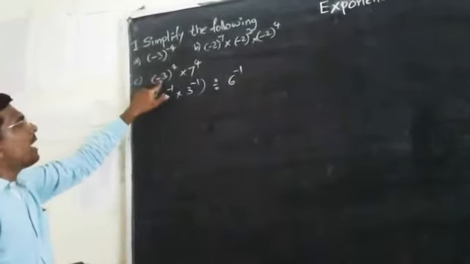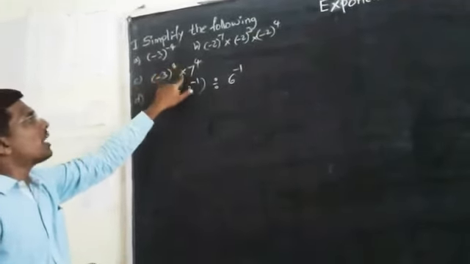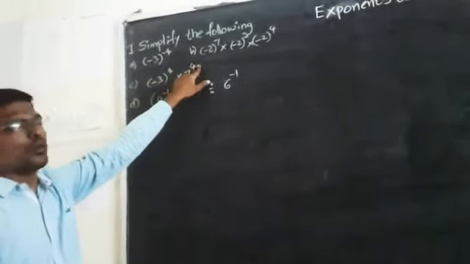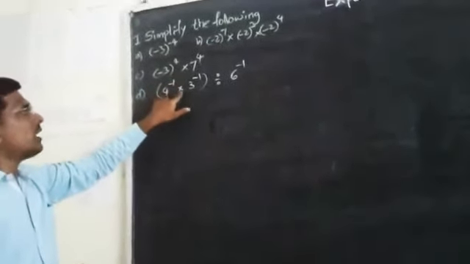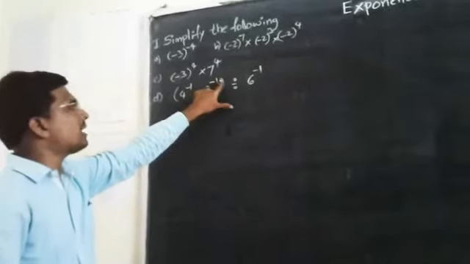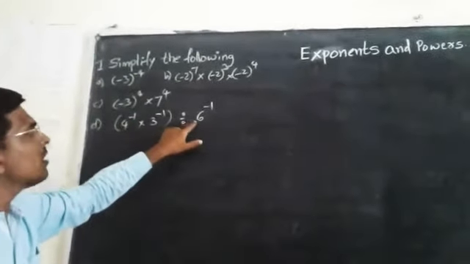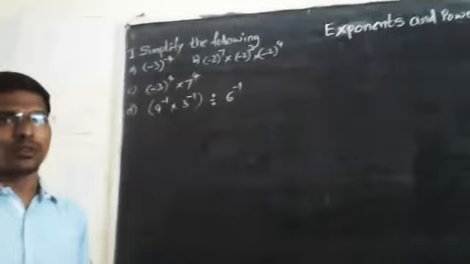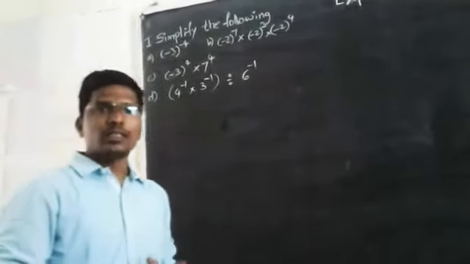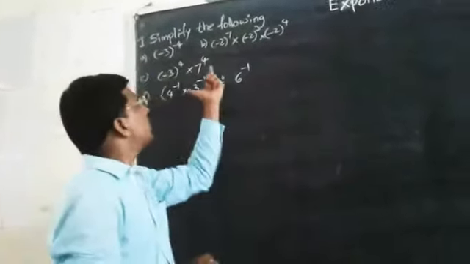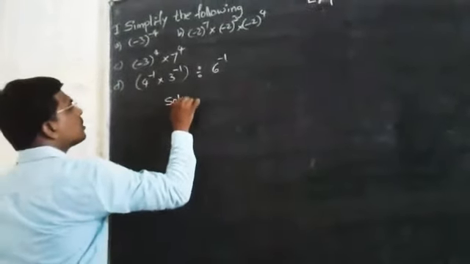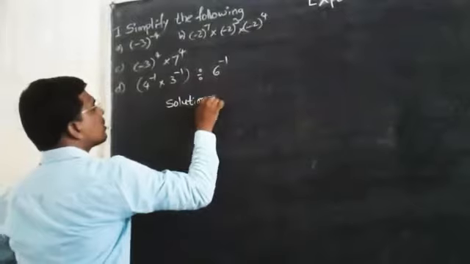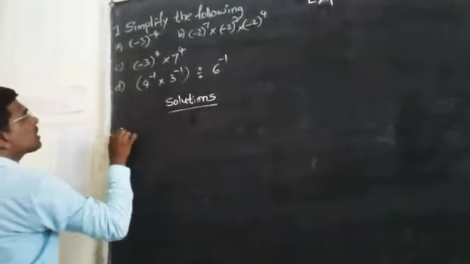C: (-3) to the power of 4 into 7 to the power of 4. D: 4 to the power of -1 into 3 to the power of -1, divided by 6 to the power of -1. By using the laws of exponent formulas, we should solve these questions. So let me solve these problems.